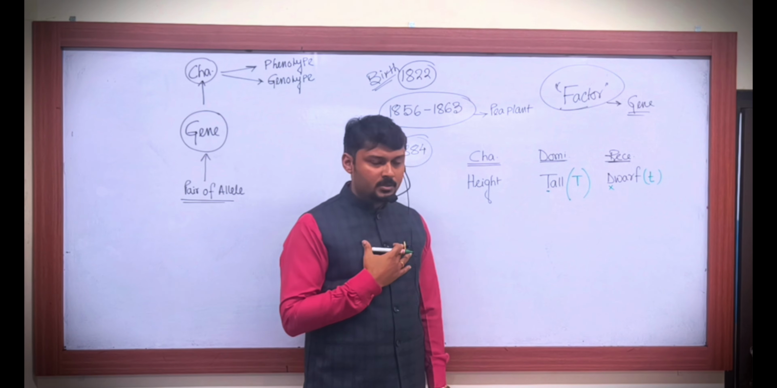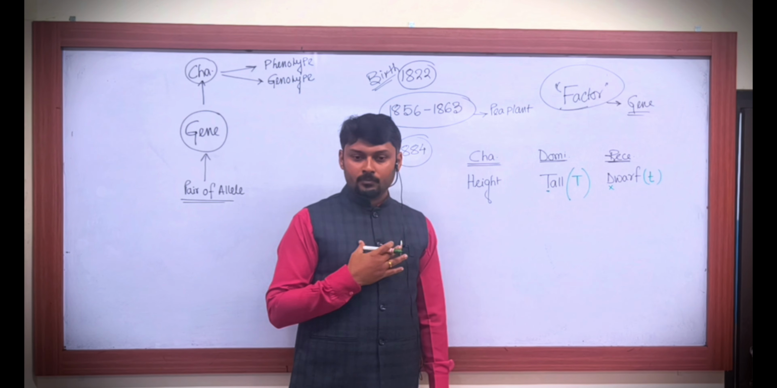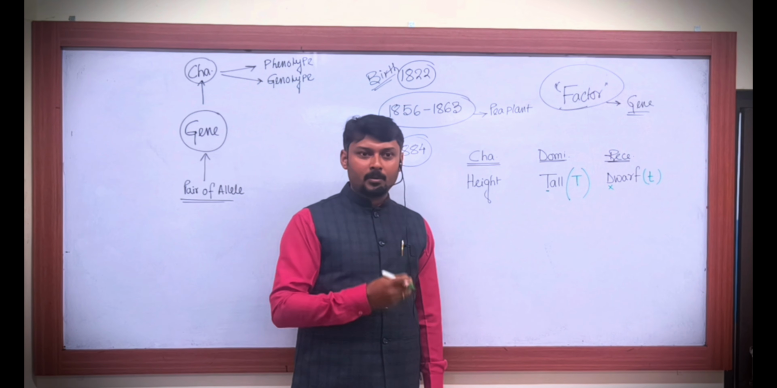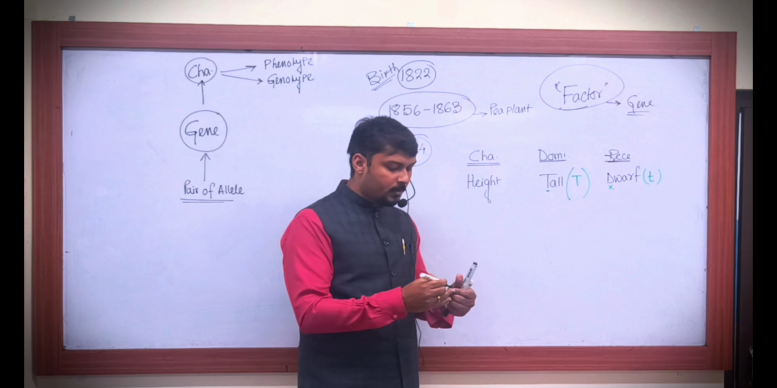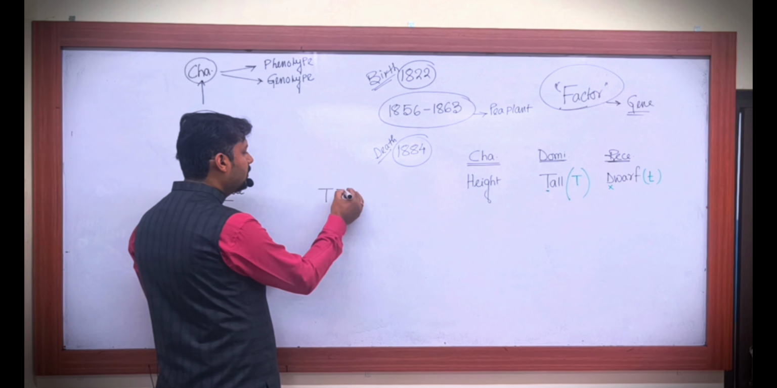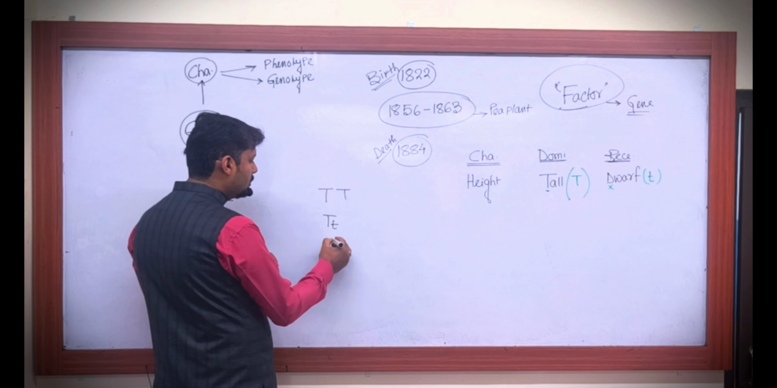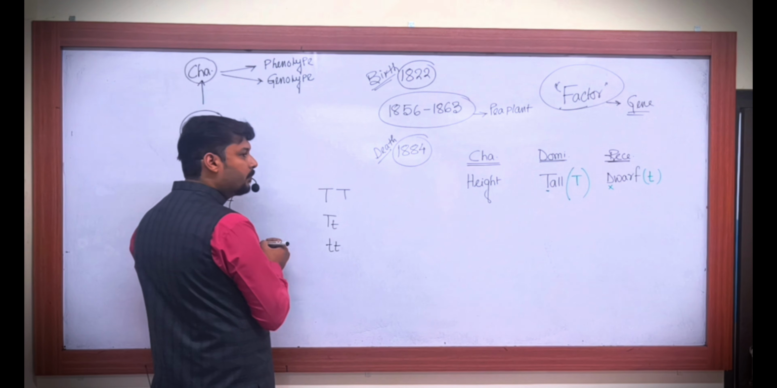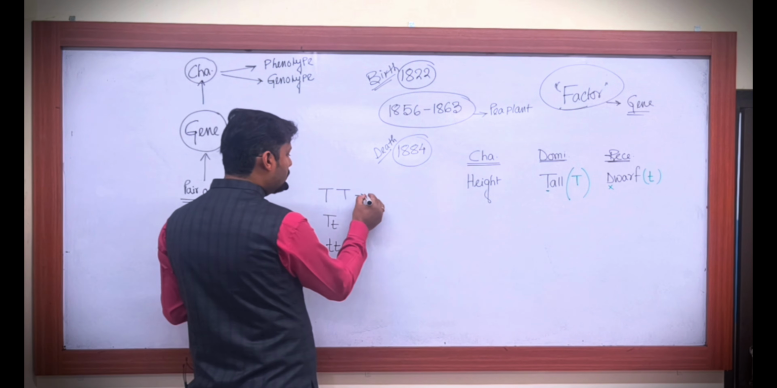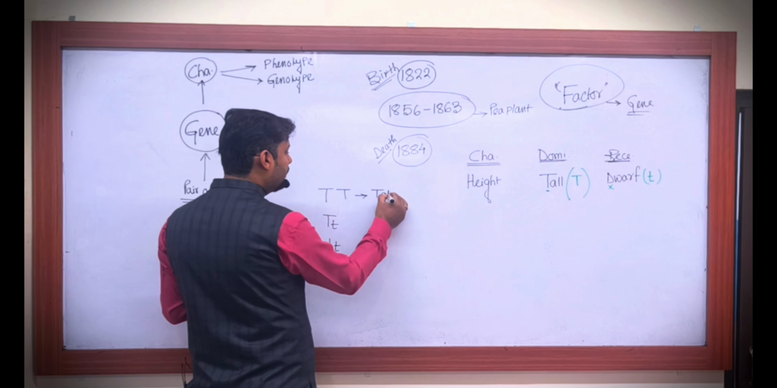So I am the representative, capital T. Let's say you are the representative, small t. If we have capital T and small t, how many combinations are possible? 3 combinations: capital T capital T, capital T small t, small t small t. Clear? Now, in that scenario, what character will come?